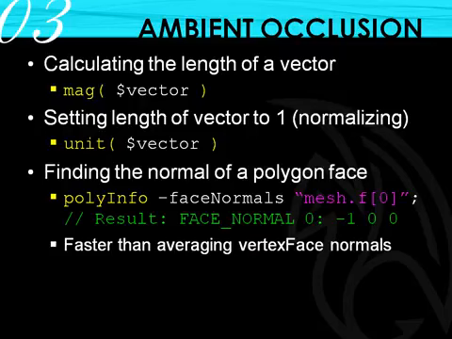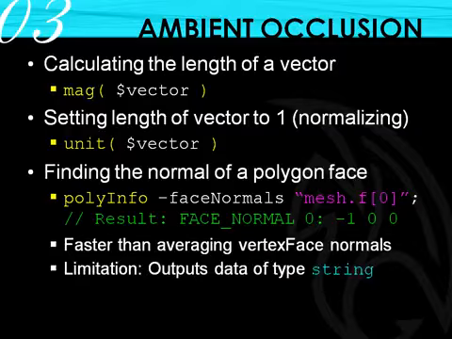The great advantage of this is that it's faster than averaging the vertex face normals. What you could do is take, say, a face with four vertices, find the normals of all of those four vertices and then average them. This technique is a lot faster because you don't have to sample four times, once for each vertex, and then average them all. However, the problem with this command is that it outputs the data as type string. It outputs essentially the words face normal 0 colon -1 0 0, which isn't exactly what we want. What we want is just 3 numbers, ideally 3 floats in a vector.